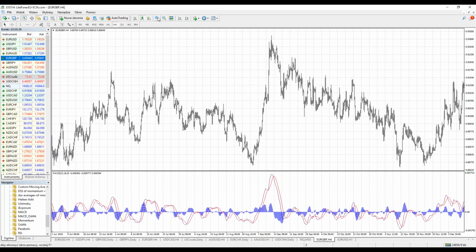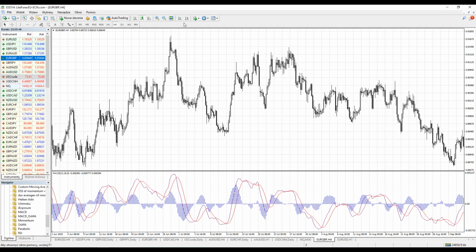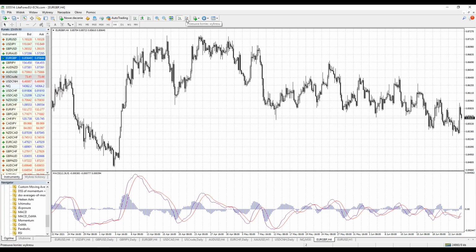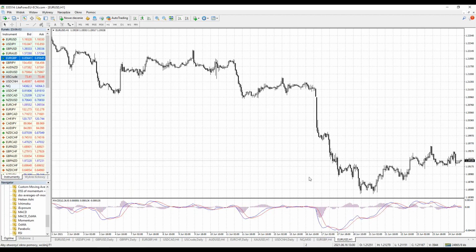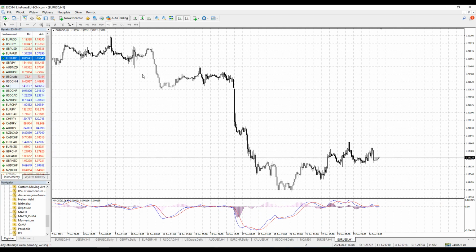Well, when we have higher prices making a new high, but it has not been confirmed by the MACD, right? So let's try to check the chart. Let's have a look if we can find some divergences, right? So in that case, on the euro-dollar hourly chart, that's what we are talking about here.